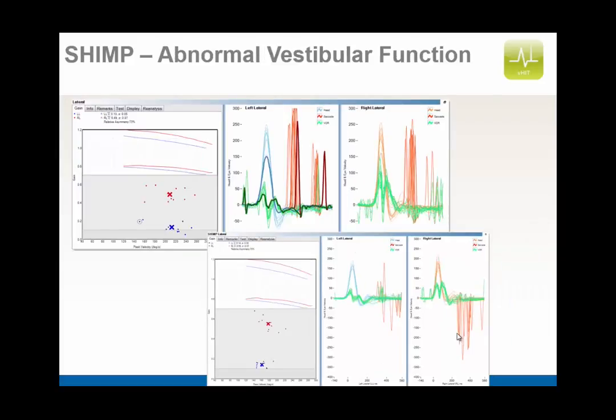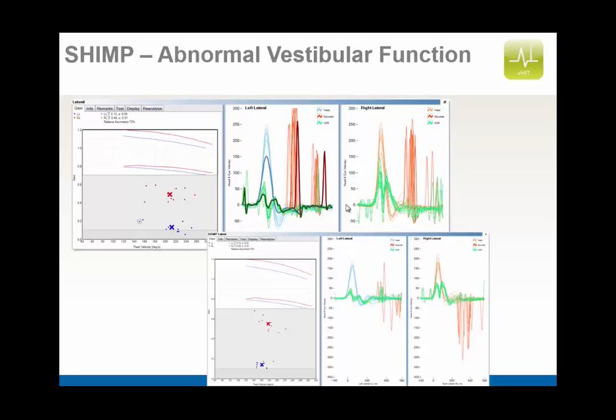Let's look at a person who has abnormal vestibular function. So on both the left and the right side, VOR is low. Left side is worse than the right side, and you can see that in the gain. Both sides produce catch-up saccades, and this is your traditional video head impulse test. So catch-up saccades and low VOR.